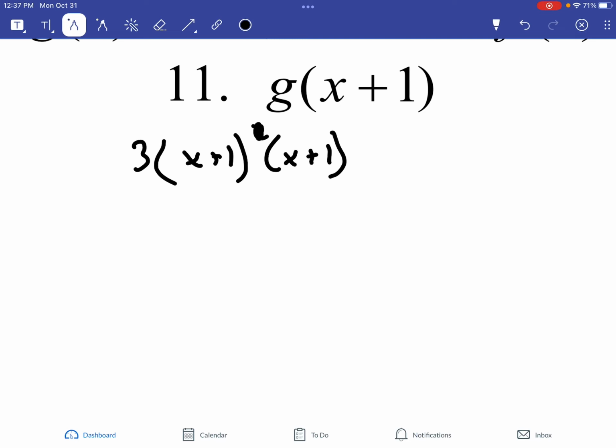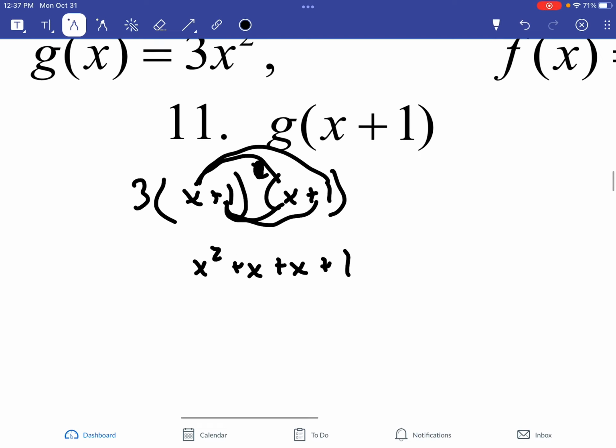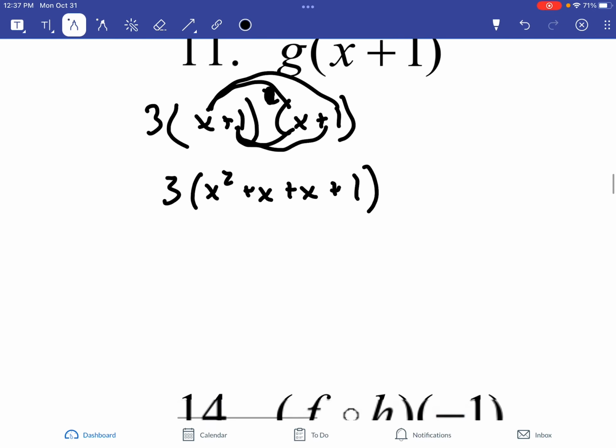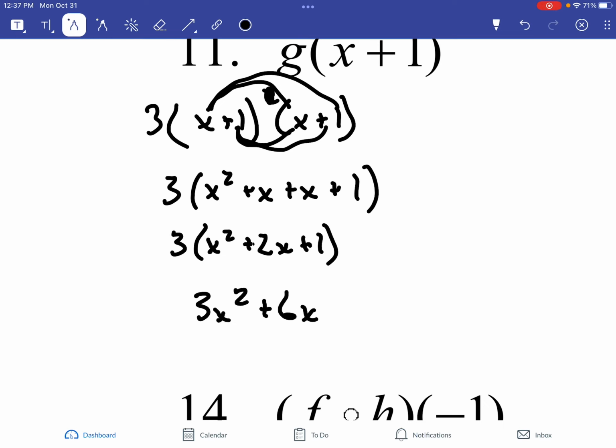We do x times x, which is x squared. X times 1, which is x. 1 times x, which is also x. 1 times 1, which is 1. Now, I'm still multiplying this by 3, but I'm going to wait to do that until I combine the like terms so I don't have to multiply by so many things. So I have x squared plus 2x plus 1, all being multiplied by 3. And now I have 3x squared plus 6x plus 3.